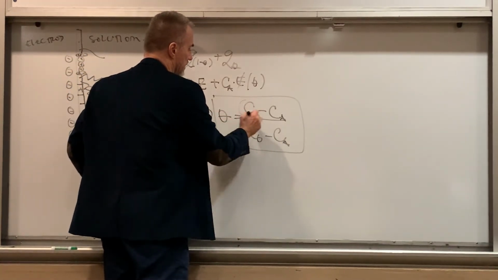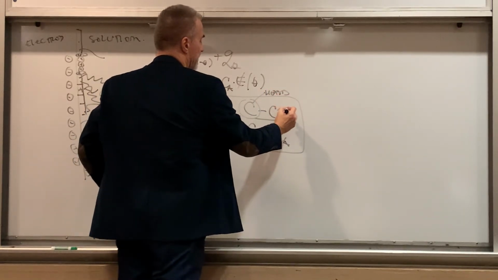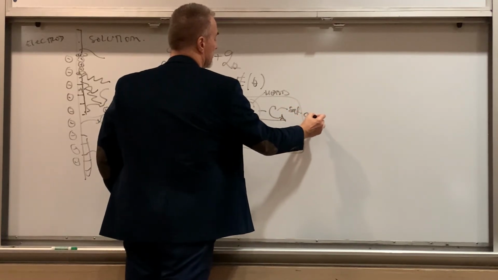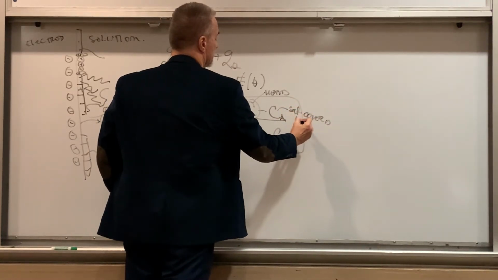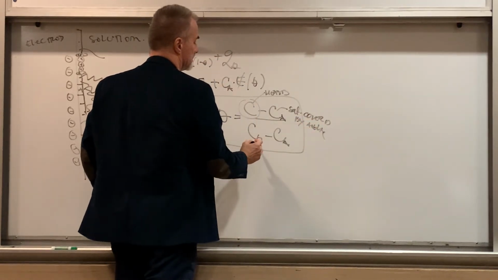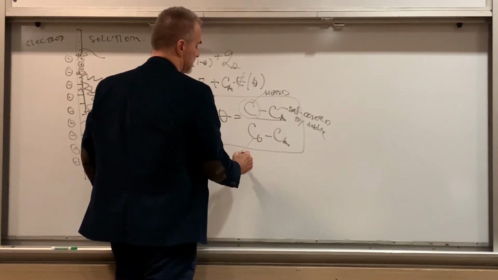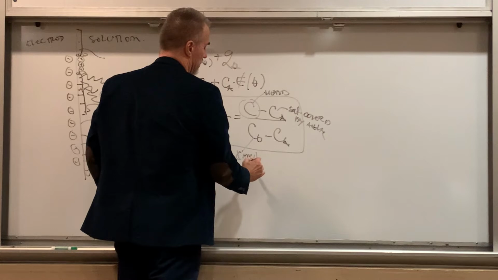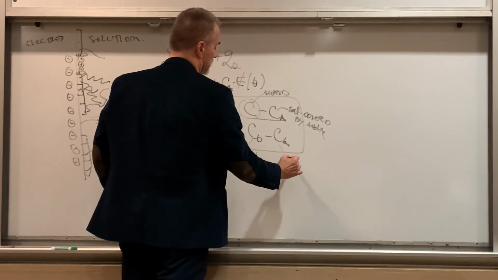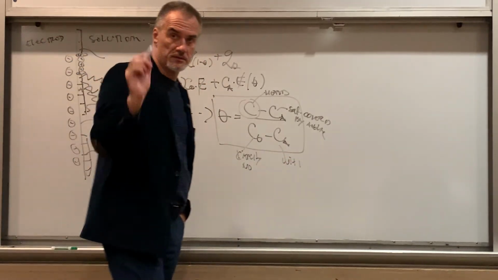I'm going to call this measured. And this is the capacity of the surface covered by additive. And this is the difference between the capacity of the surface with no additive and this is with additive. Okay? Now let's go back and do the measurement.